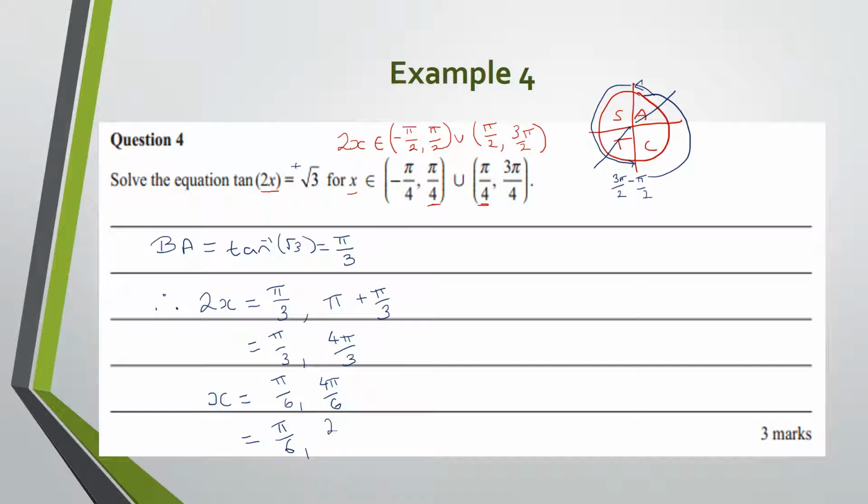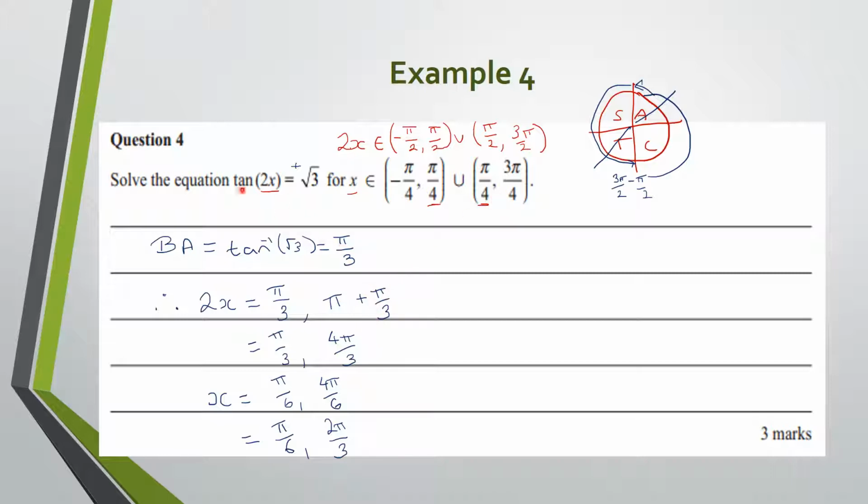Now this is something important to remember. In exam 1, you must always give your answers in the simplest form. It's not okay to leave it here with a 4 pi over 6. You should be able to recognise that 4 pi over 6 is the same as 2 pi over 3, because we can divide numerator and denominator by 2.